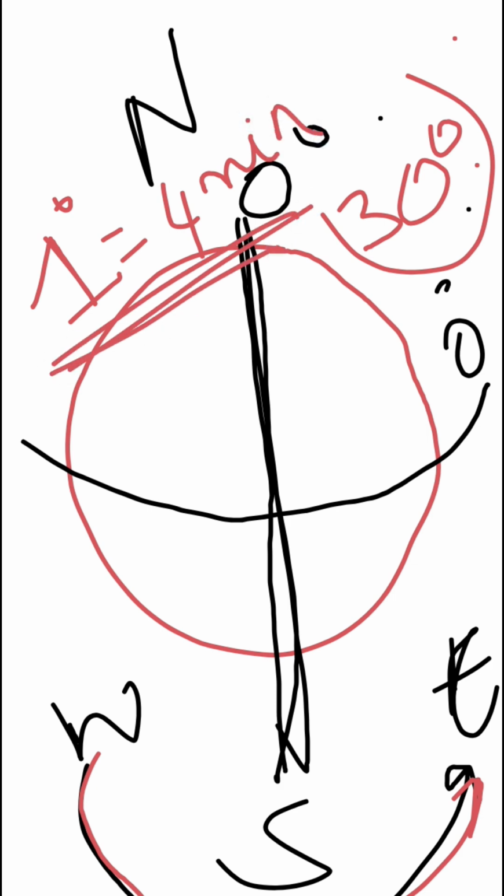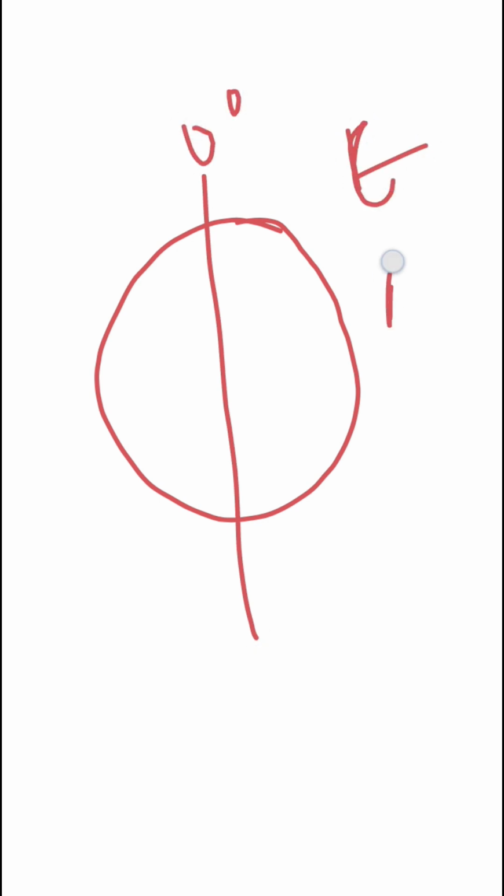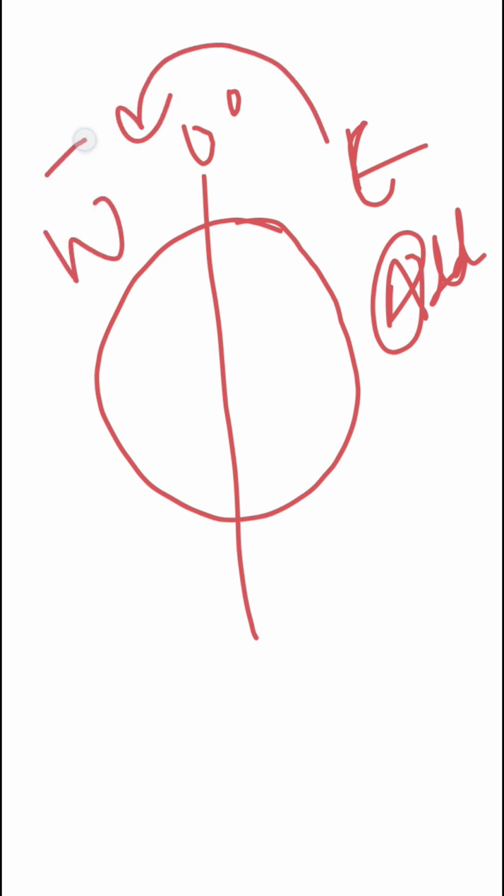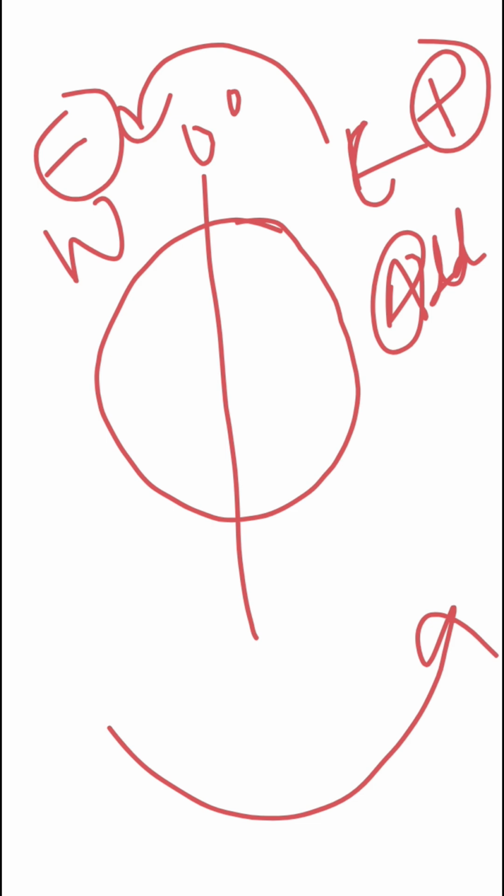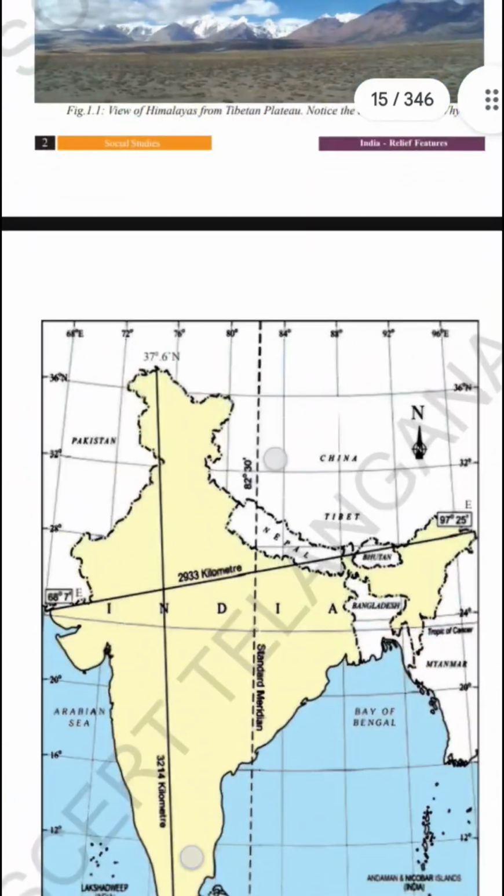So simply you have to multiply 4 with 30, and I'll make it very simple. We know very well that if we move 15 degrees to the east, we have to add. If you are moving from east to west, you have to subtract. You add toward the east, and subtract toward the west. So if I move toward the east, I have to add, right?